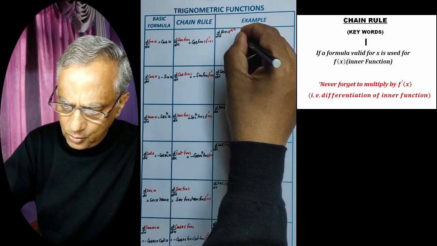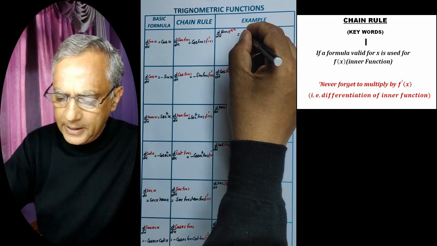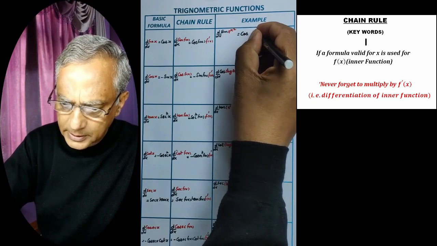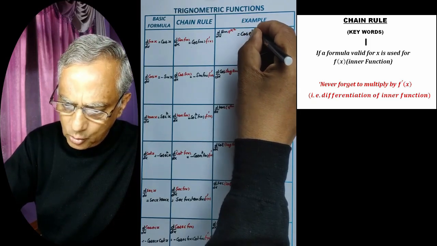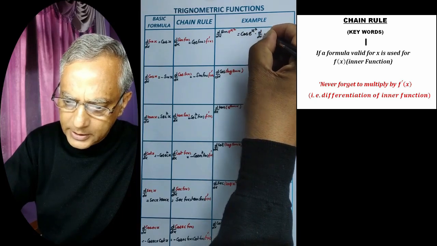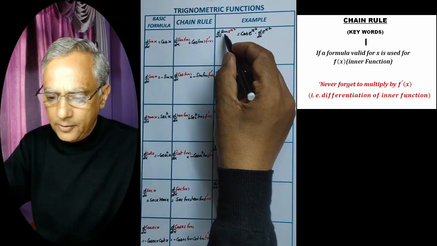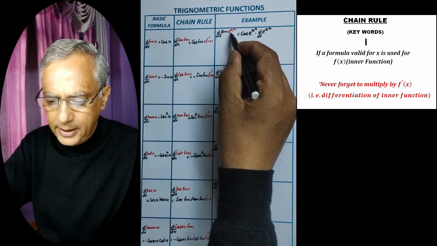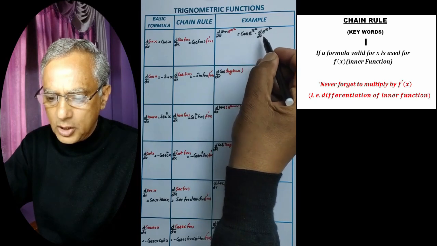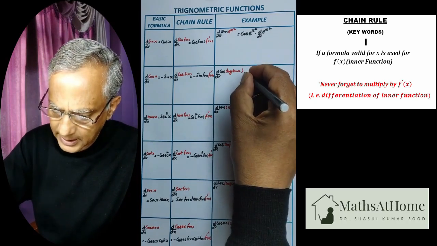Now here we see d by dx of sine e to the power of x square. So this is equal to, now differentiation of sine is cos. This will be cos e to the power of x square into d by dx of e to the power of x square. If we apply chain rule, d by dx of sine e x square will be cos e x square into d by dx of e x square.